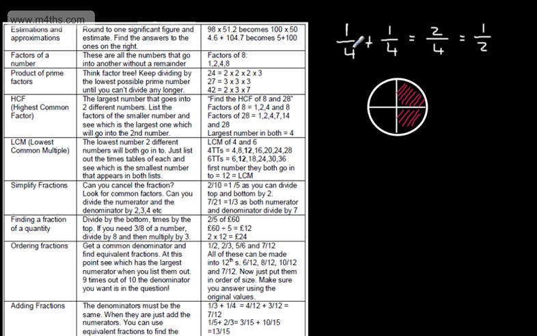I don't have 2/8, which is a common misconception. We're only adding the tops, not the bottoms. We can see 2/4, which quite clearly is going to give us 1/2 as a simplified fraction.